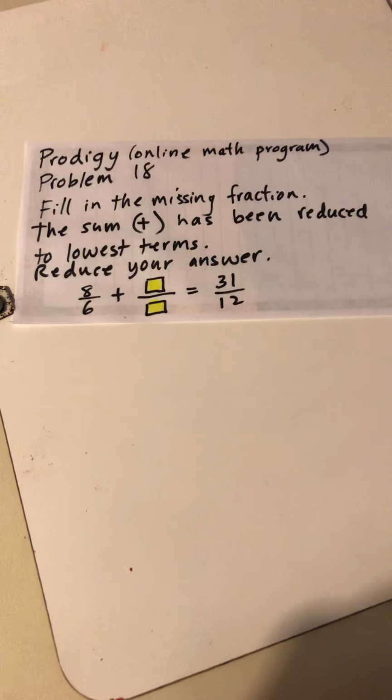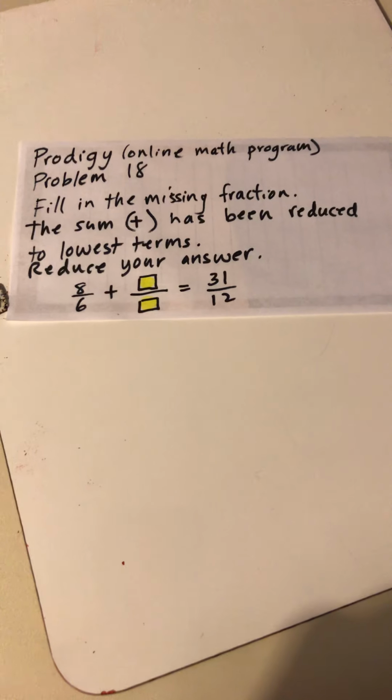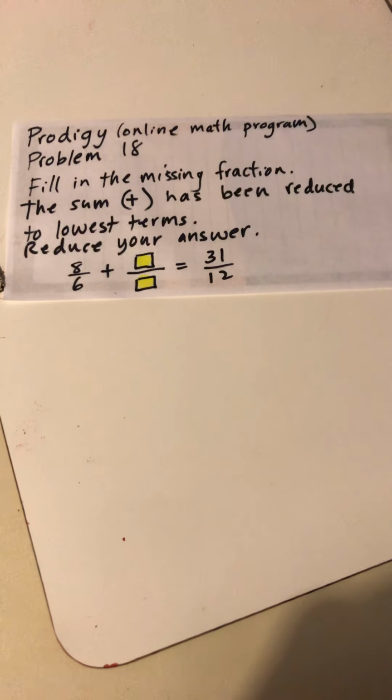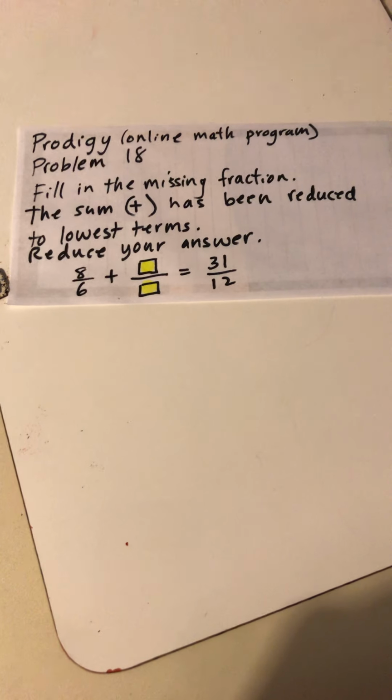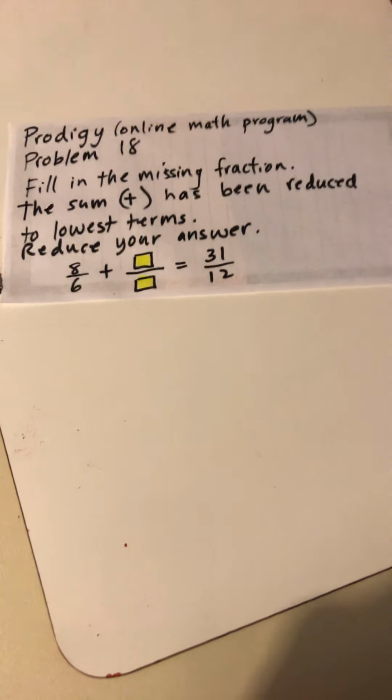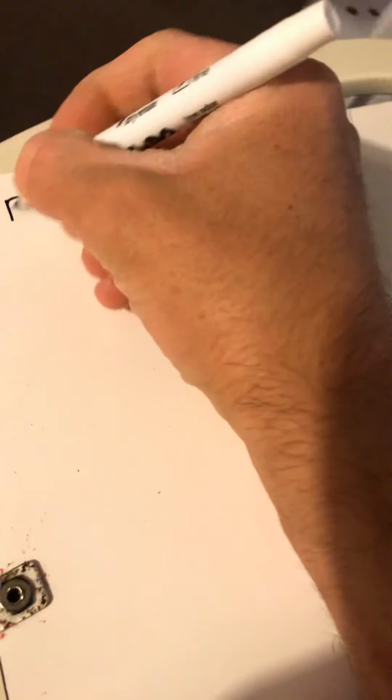Okay, this is the problem. It says problem number 18. Fill in the missing fraction. The sum has been reduced to lowest terms. Reduce your answer. So it's 8/6 plus something equals 31/12. Okay? All right, so we're going to set this aside. And where I would begin is I would write the problem first.